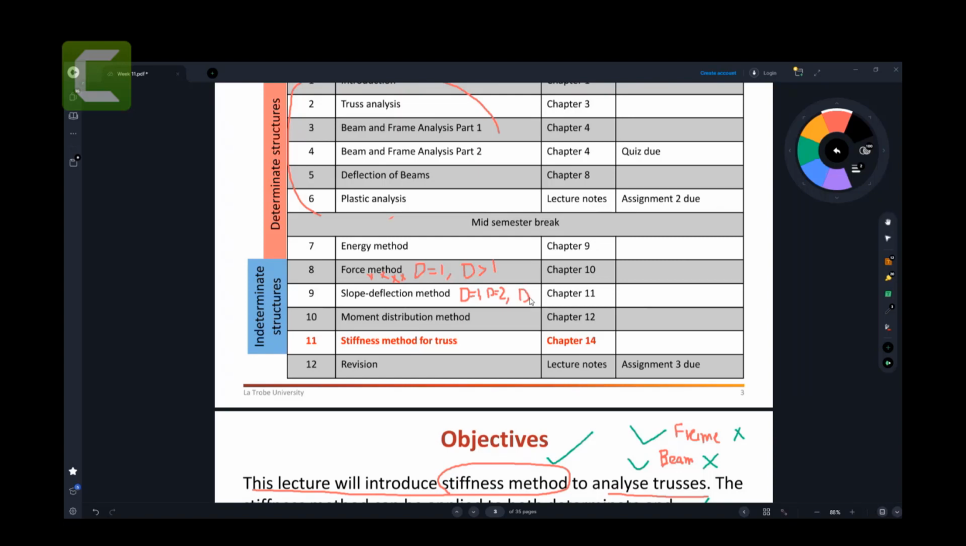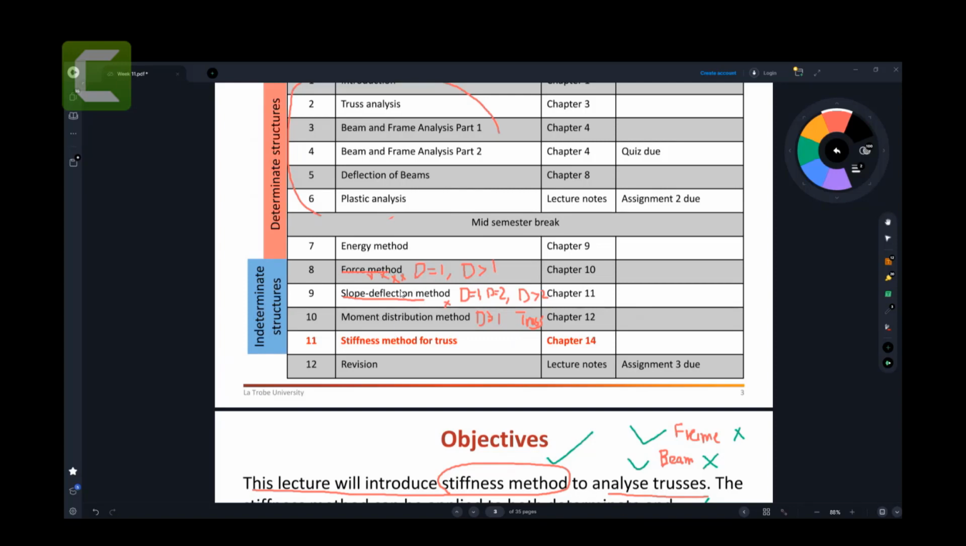But if it is more than 2 or 3, it is not going to work. You can see that. Then we come here and say that any degree of indeterminacy is going to work. But these methods do not apply to the truss. They just work with the beam and frame. These methods only apply for the beam and frame.